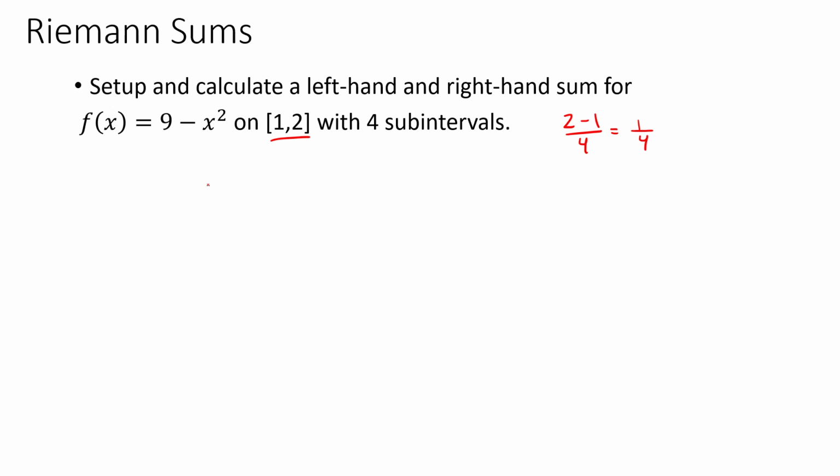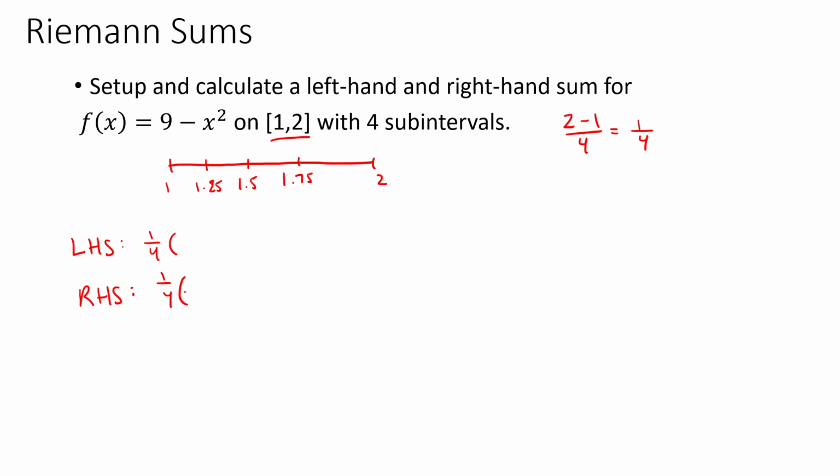And then, our heights of our rectangles, some students like to make a number line. And then 1.25, 1.5, 1.75. Do this however it works for you, but the key thing is you need the setup. So, okay, left-hand sum, right-hand sum, and then we always know the width is going to be 1/4. And then it's a matter of plugging in our values.